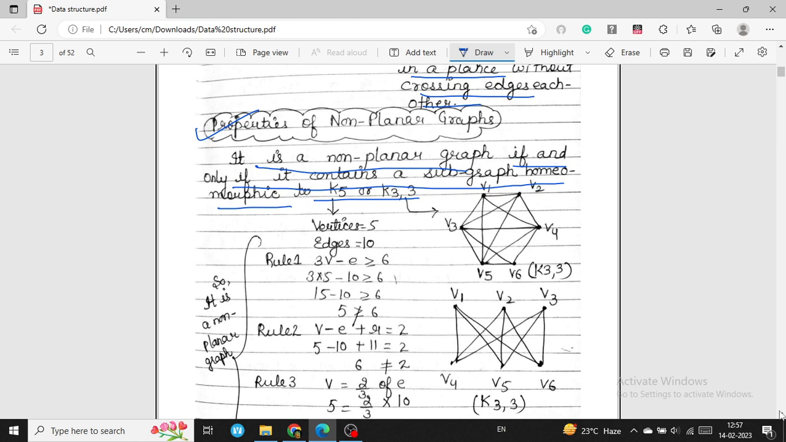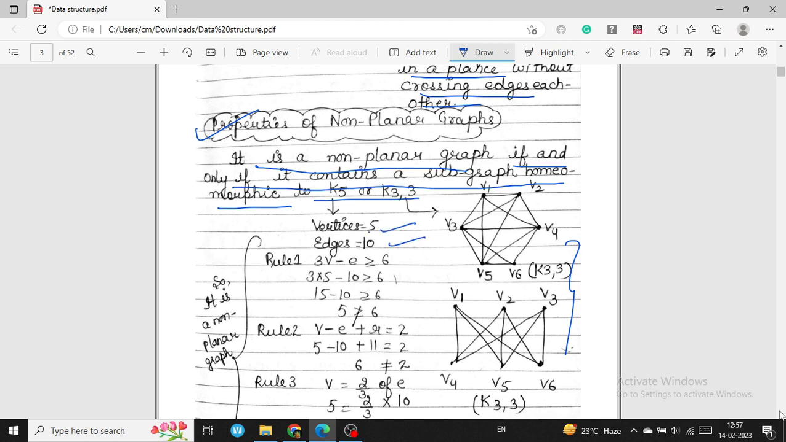This one has 6 vertices and is also known as a 3 by 3 graph, and this is also a 3 by 3 graph. Both graphs are non-planar because we cannot draw this graph again, a new graph, without crossing the edges of each other. You can check it by these rules which are given for a planar graph.